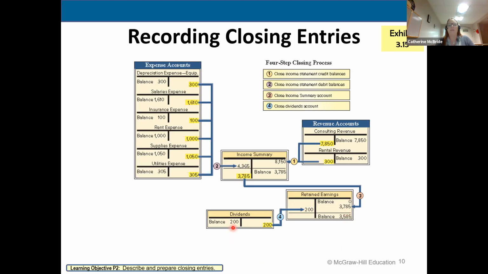I'm going to take dividends. So dividends has a $200 debit balance. I need it to be 0. So I'm going to credit it $200. I'm going to credit dividends, and I'm going to debit retained earnings. So when I look at my retained earnings account, I have my beginning balance plus my net income minus my dividends gives me my new balance. This is the balance that you will see on the balance sheet, because what I've done in this retained earnings account is exactly what we did in my statement of retained earnings on my financial statements.